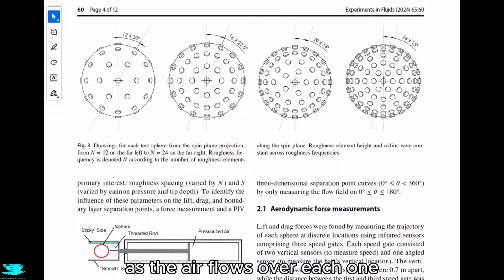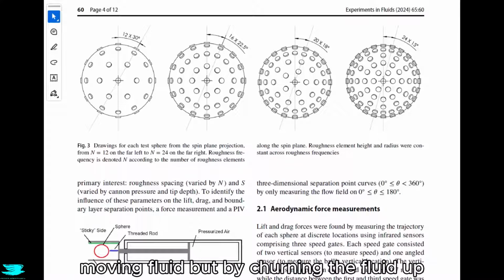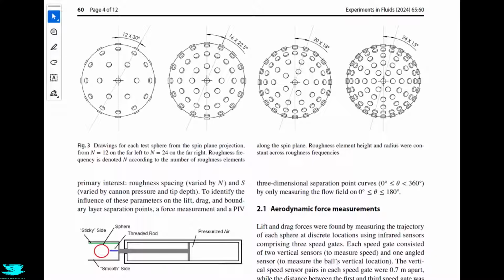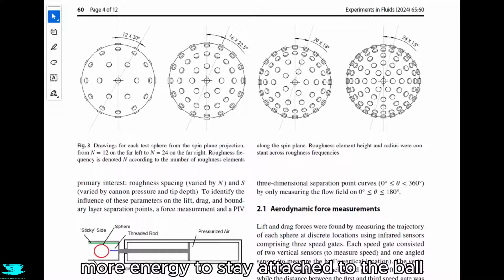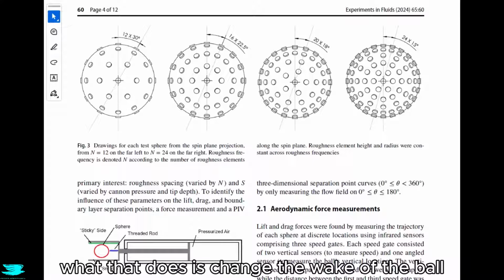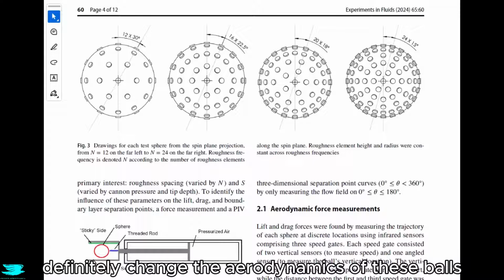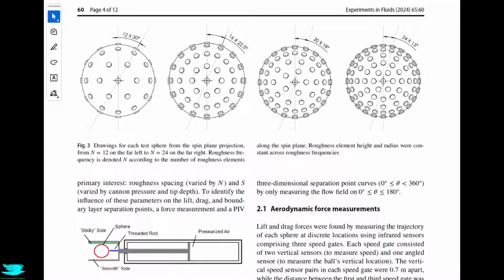As the air flows over each one, it gets churned up. That's important because the flow closest to the surface is very slow-moving fluid. But by churning the fluid up, you mix the higher speed fluid closer to the surface. It then gives this flow closer to the surface more energy to stay attached to the ball. What that does is change the wake of the ball and the forces on the ball. So these dots should definitely change the aerodynamics of these balls. And we'll cover later on how that happens.